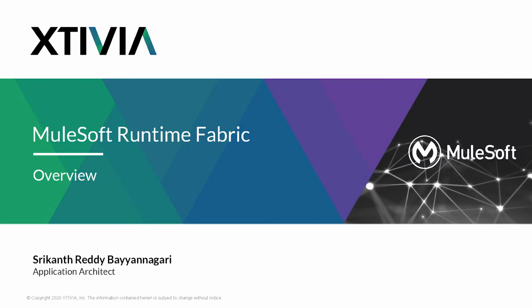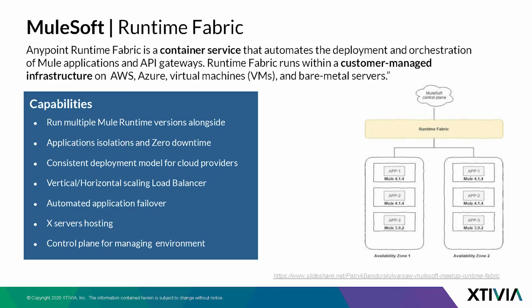Anypoint Runtime Fabric is a container service that automates and orchestrates your deployments of Mule applications on a private cloud or a corporate data center. Actually, Runtime Fabric is the best way for customers needing to deploy on-premise, bringing cloud benefits to your private cloud. This is the basic advantage. And if you see this, these are the capabilities of Runtime Fabric.